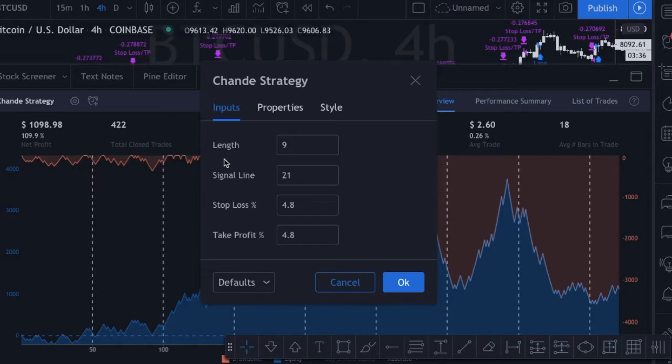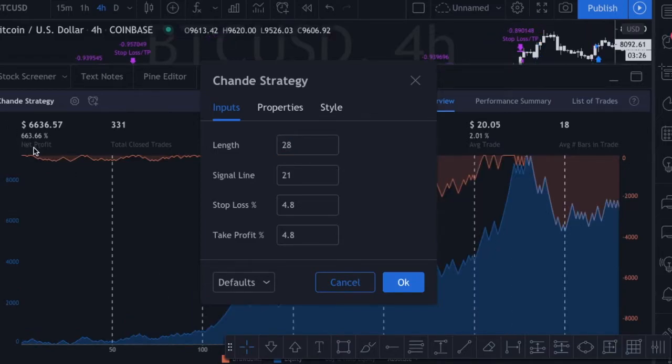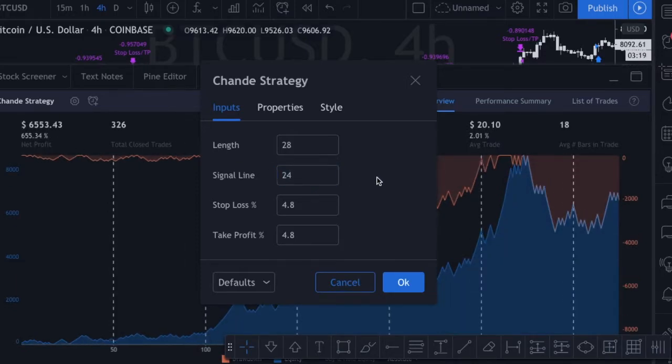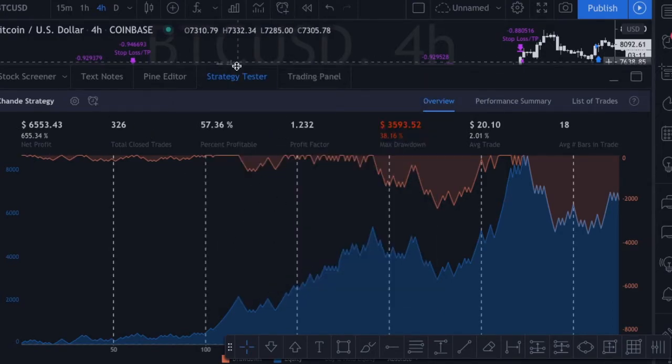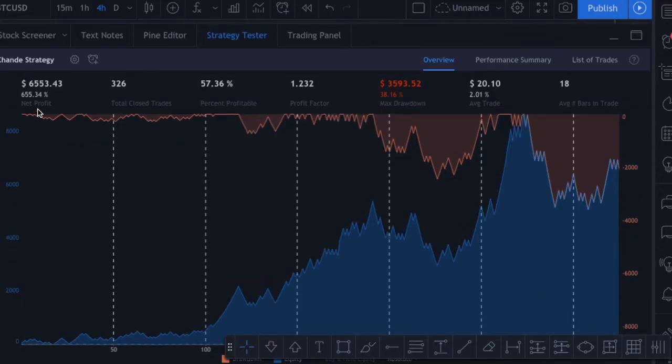Here's what the settings are that you want to be using. So instead of 9, you want this to be set at 28. That puts us up to 663.66% in profits. And the signal line, instead of 21, let's change that to 24. That would have given us a net profit of 655.34%. Okay, let's take a look at this down here. Once again, we started at 109% profit and now we're all the way up to 655% profit.